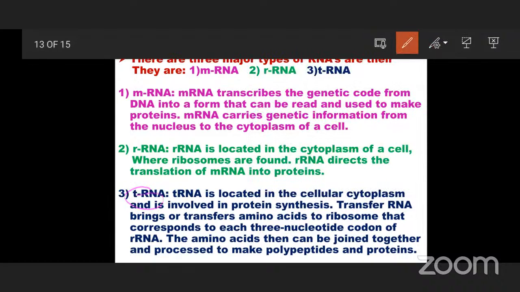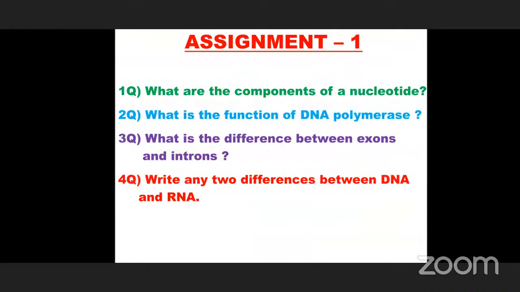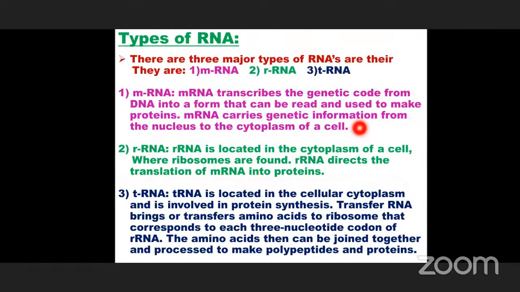Next, the last type of RNA is tRNA. This tRNA is located in the cellular cytoplasm and it is involved in protein synthesis. It functions as an adapter molecule and consists of one amino acid attachment site and another anticodon region.